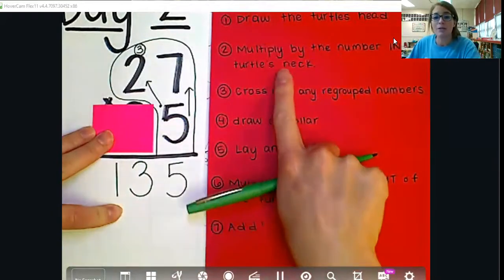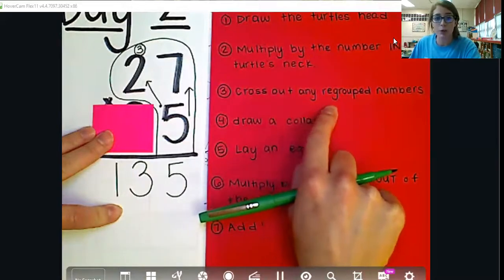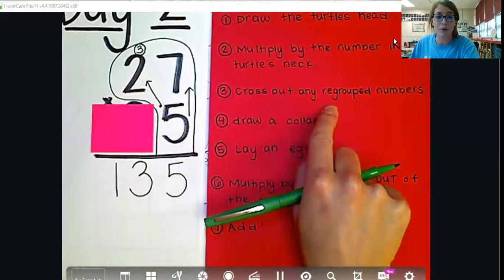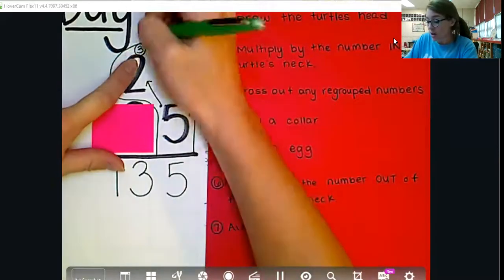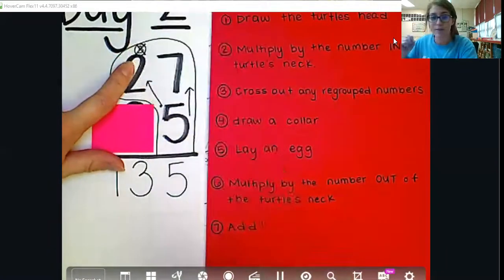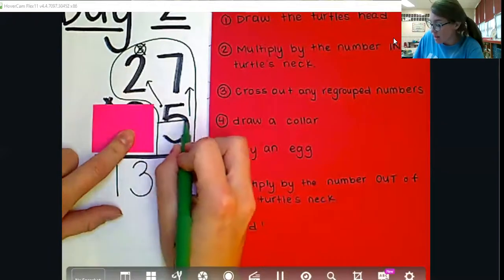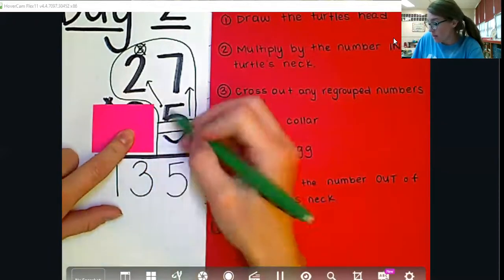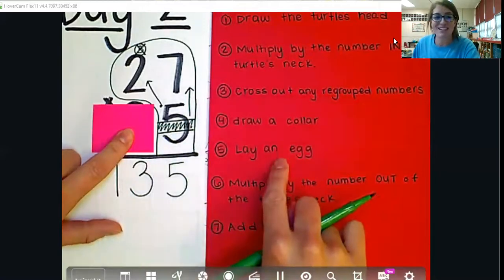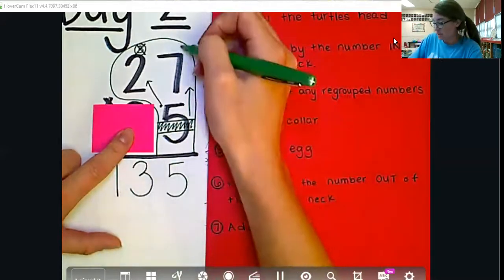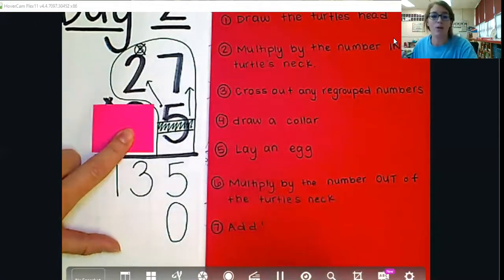Okay, so I'm done with step 2. Now I move on to step 3. I'm going to cross out any regrouped numbers. Did I have any numbers that I regrouped? Yes, I did. This 3 right here. So I'm going to go ahead and cross that out. Okay, then I'm going to draw the collar, because I'm done with that ones place. And then I'm going to lay an egg. Very good. So I'm coming straight down from this ones place and lay my egg or put my 0 right there.